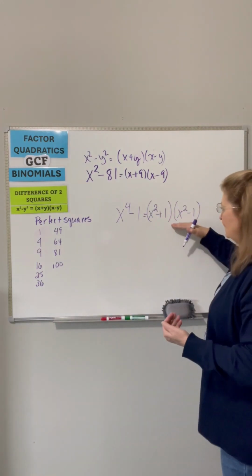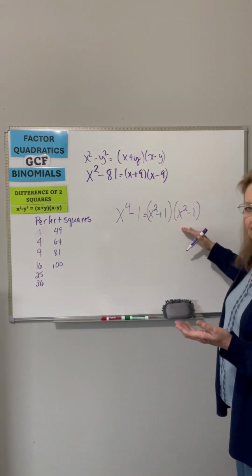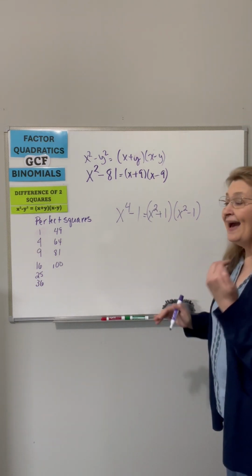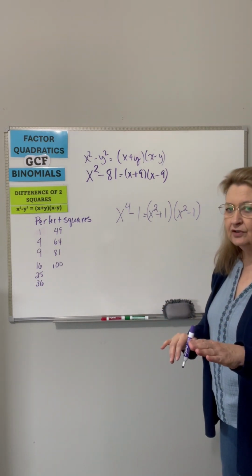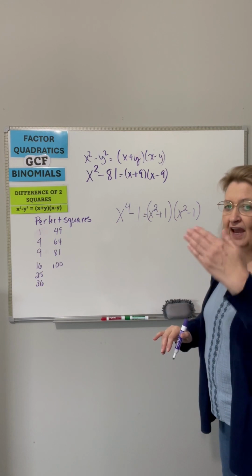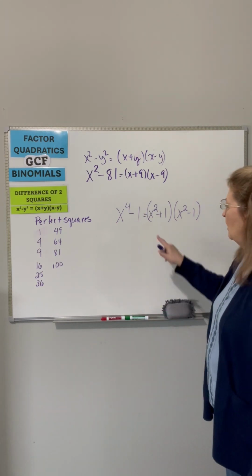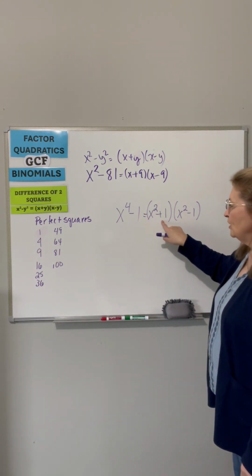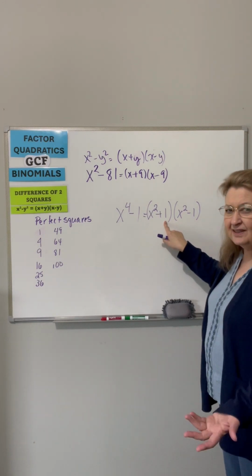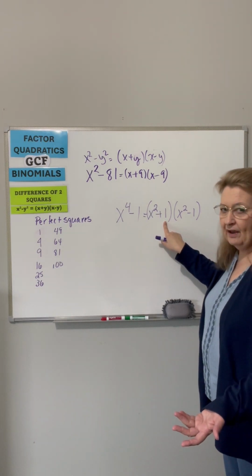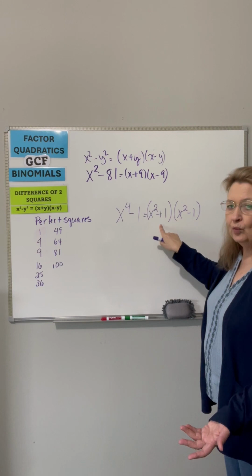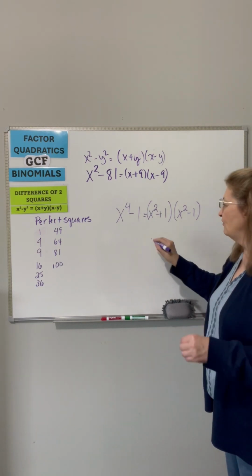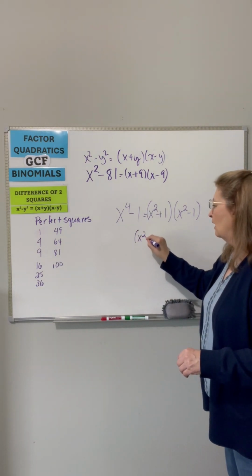So when I look at this second factor here, the x squared minus 1, I still have a difference of 2 squares. So I've got to factor it again. All right, this, the x squared plus 1, since it's a plus sign, you can't factor that. It's 2 perfect squares with a plus in the middle. You cannot factor that. So I'm going to leave it alone.